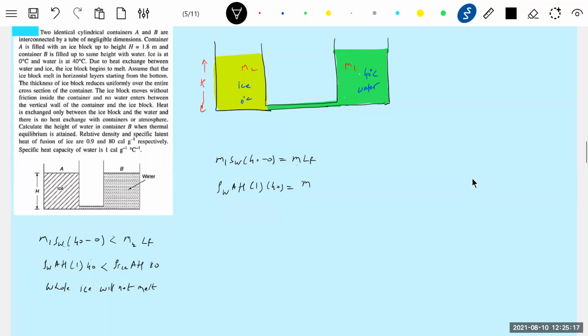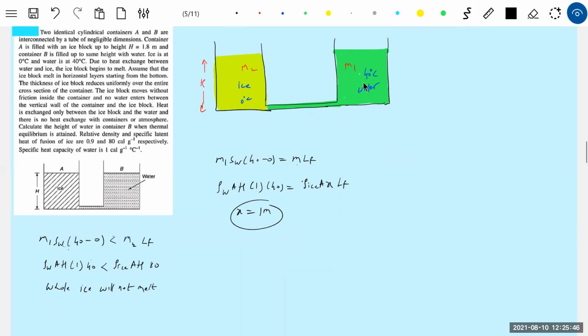Shall we? Okay, we'll do one thing. Some mass, this also we can write as density of ice, area, times x, the length of ice melted. Anybody, value of x? One meter, yeah, okay, 1 meter. 1.8 meter was the height of the ice column, of which 1 meter will melt.